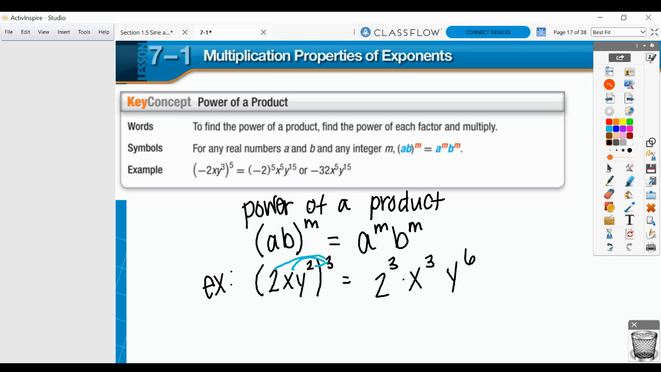Now to simplify this down, you can actually do 2 to the third. It's 2 times 2 times 2, which would be 8. X to the third, y to the sixth.